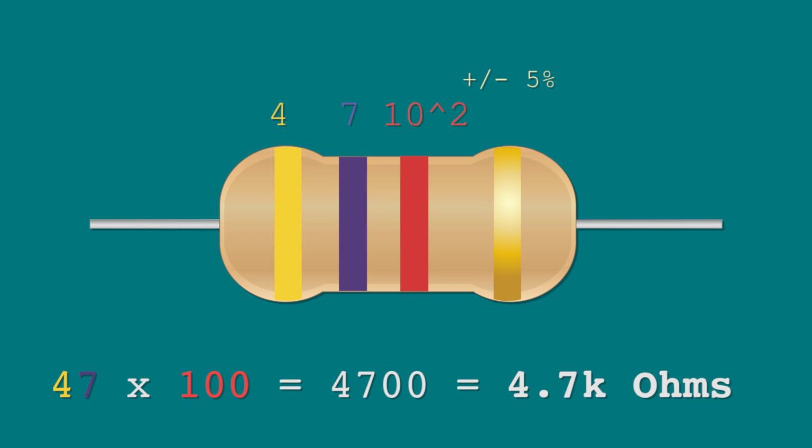And the next band is a multiplier. So red is 2, which means you get 10 to the power of 2, which is 100. And the last one is a tolerance, so it's a 5% tolerance. So yellow, purple, red, and gold is 47 multiplied by 100, which is 10 to the power 2. It's 4700. Now you know you have 4.7k ohms.